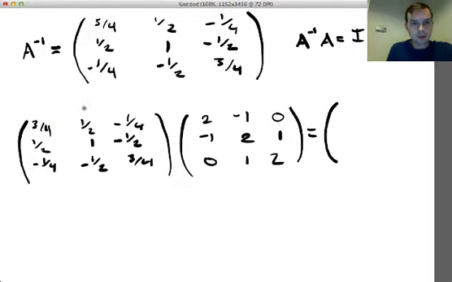So the 1,1 entry I get by multiplying the first row times the first column. So I have 3/4 times 2, which will be 6/4. Then I have minus 1/2. In terms of fourths, that's 2/4. So that'll put me at exactly 4/4 so far, which is 1. And then I have 0 times minus 1/4, which will be 1 plus 0, which is 1. So we're in good shape so far.